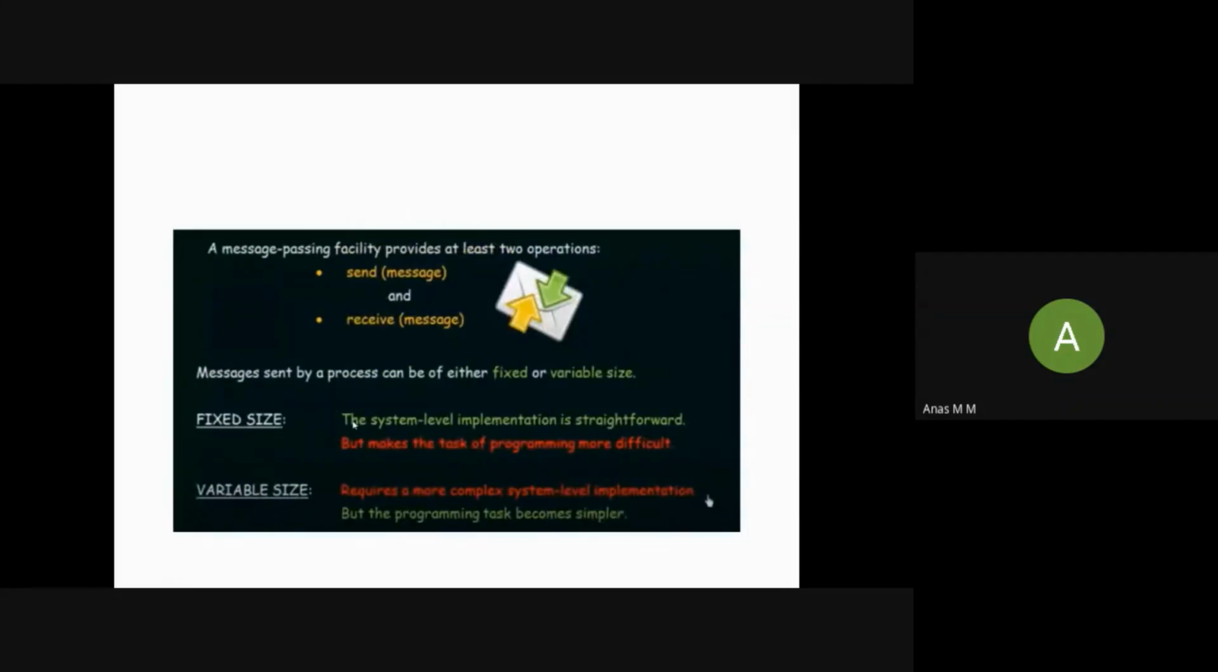For every message passing inter-process communication mechanism, we need send message and receive message operations. The message may be fixed size or variable size. If you use fixed size messages, the system implementation is straightforward, but it makes the task of programming more difficult. So inter-process programming will be difficult if you use fixed size. If you use variable size, the system level implementation is complex, but the inter-process programming will be very simple with a variable size kind of message send mechanism.